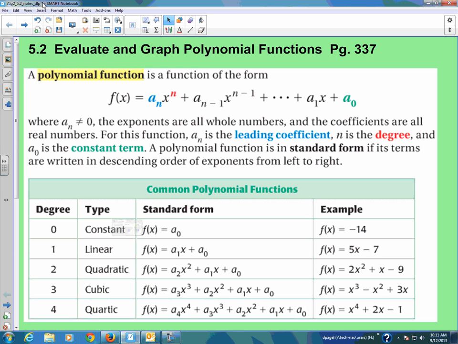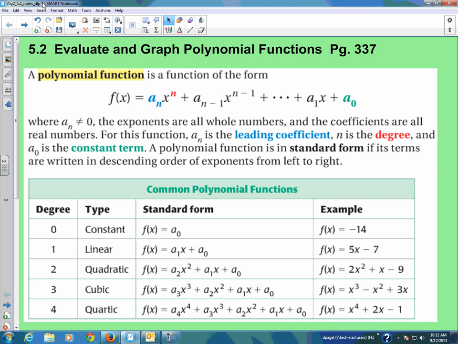Algebra 2, Section 5.2, evaluate and graph polynomial functions. We took a look at exponent properties yesterday, and we're going to now develop some more information regarding the use of exponents. And one of those pieces of information has to do with a polynomial. We've worked with quadratics, parabolas, that were a power of 2, and then we're going to expand that. We're going to look at other types of polynomial functions that are something other than power of 2.